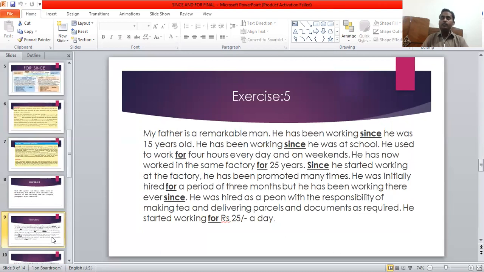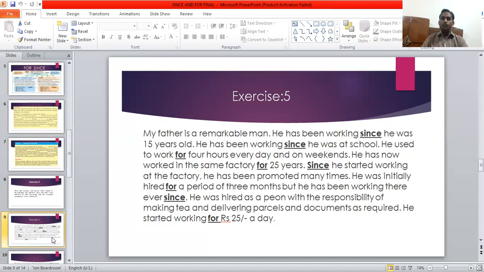He has been working since he was at school. He used to work for 4 hours every day. We know the 4 hours, we can count and we know the start and end. So that's the reason we are using for 4 hours, every day and on weekends. He has now worked in the same factory for 25 years.